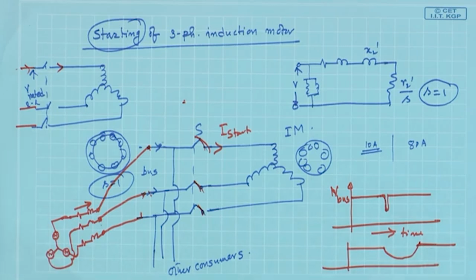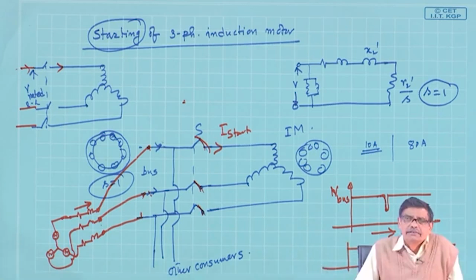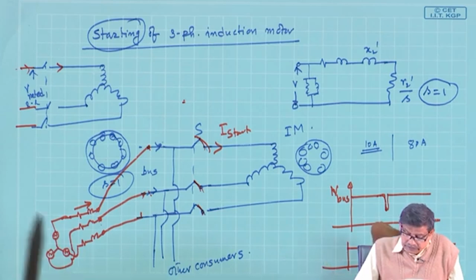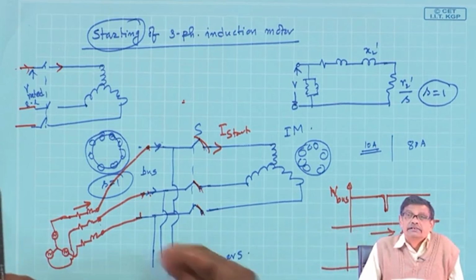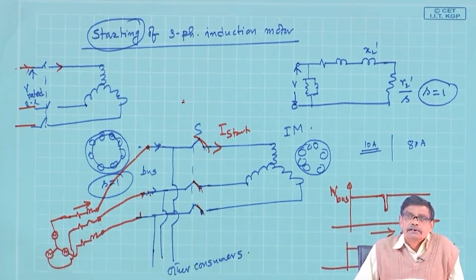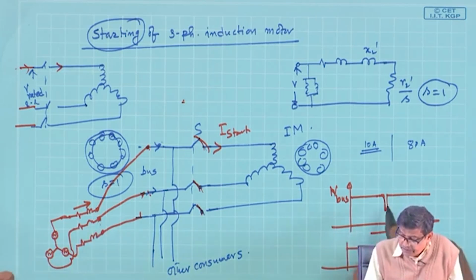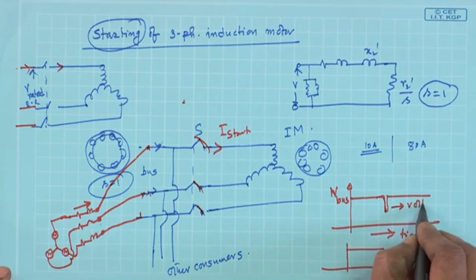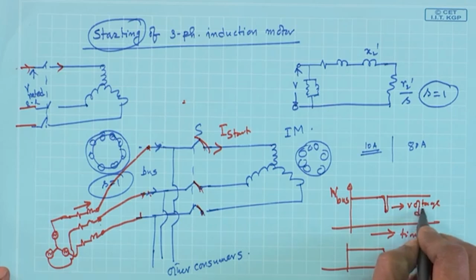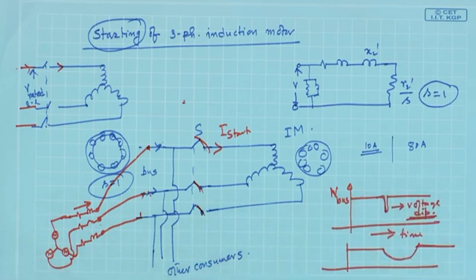This is called voltage dip or voltage sag. So, there are 2 problems. One is from the motor side, whether a problem exists or not. Another is it will affect the other consumers, is not? There will be a sudden voltage dip, this is called voltage dip. It will be a nuisance.